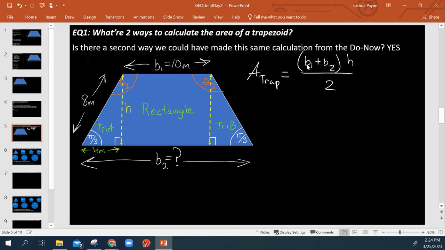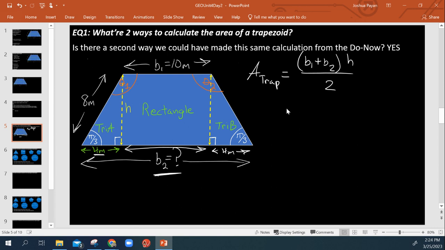Okay, so that said, let's go ahead and put that to work here for us. So we know base 1 is 10 meters. We do not know base 2, right? But we know that this is 4 meters here. This is an isosceles trapezoid, so that means this over here is also 4 meters. Okay, so we just need to find this missing piece, and we'll know the full length of base 2.